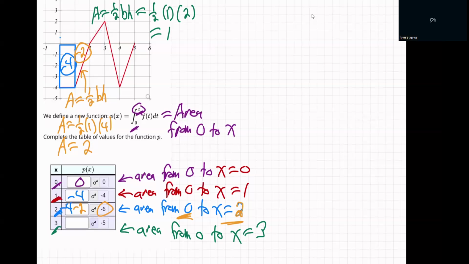So this little triangle here is +1, because it's above. So putting all these together then, for this last one, we got -4, -2, and lastly, +1. That comes out -5. So that's the total area from 0 to 3, counting things below as negative and things above as positive. So there we go.